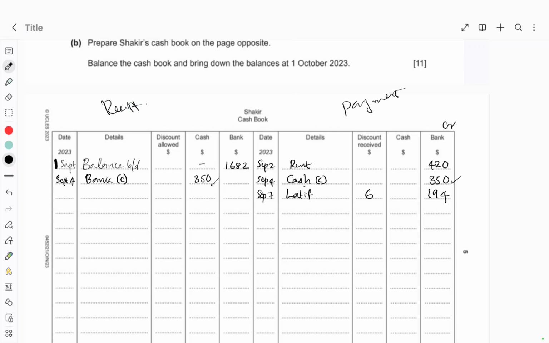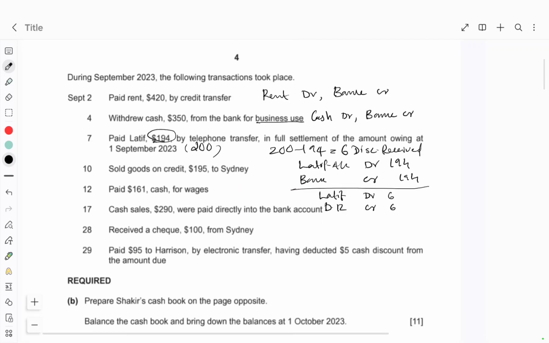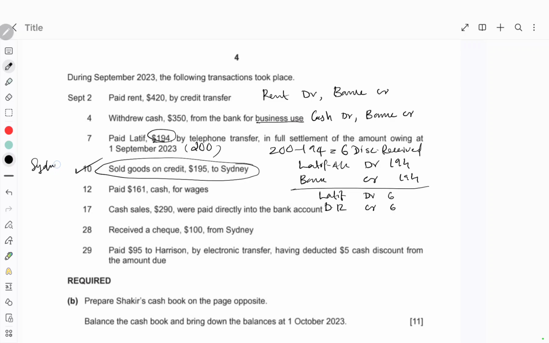Now the next entry is sold goods on credit to Sydney. So what is the double entry here? Sold goods on credit to Sydney means Sydney account debited and sales account credited. Check it. Is there any bank related transaction from this transaction? Is there anything mentioned about bank related transaction or bank account? Because it's a credit transaction, right? Sold goods on credit transactions will not come in the cash book.